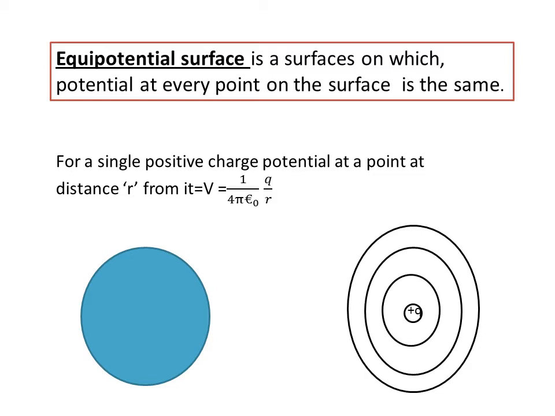Again, for a single positive charge, we know that field line points radially outwards. We can see that the angle between the field line and equipotential surface is 90 degrees. So this is our second point, that is field line is always normal to the equipotential surface.